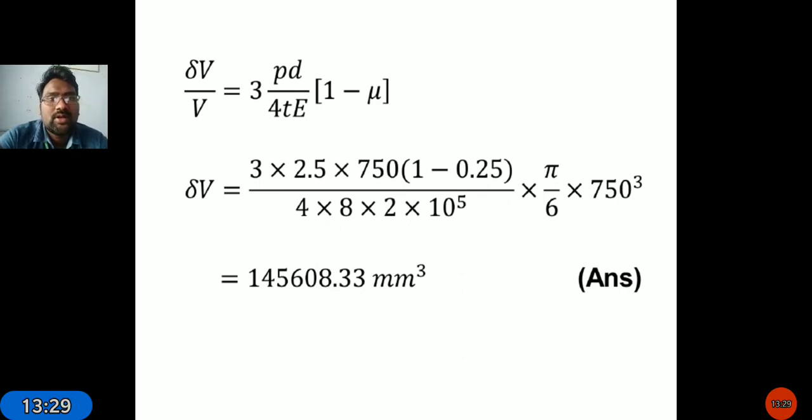Okay. Up to now we discussed thin spherical shells, the stresses and strains formed in thin spherical shells, and we did one problem to calculate the stress, change in diameter and change in volume. Okay, in the previous class we did thin cylindrical shells and spherical shells. In the next class we will discuss the thick cylindrical shells.